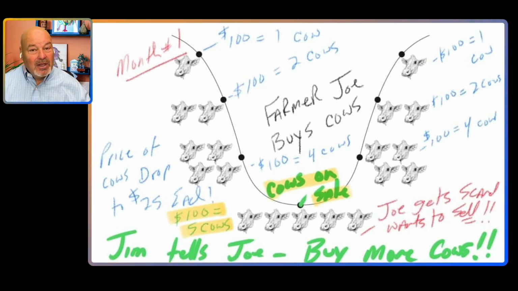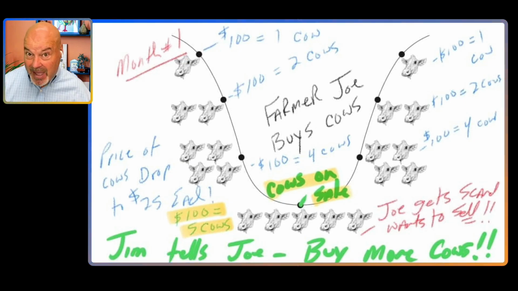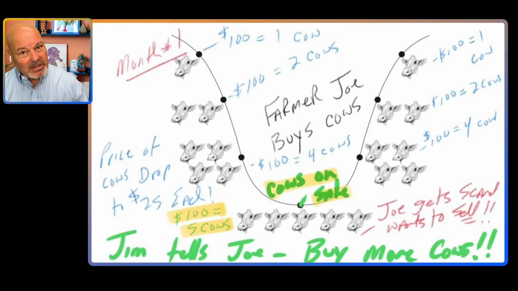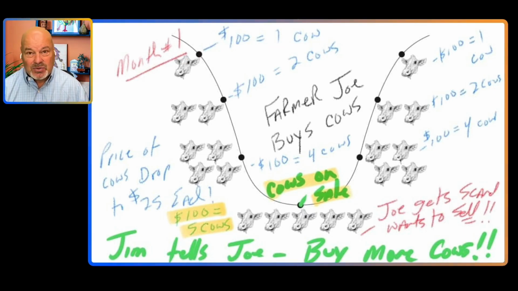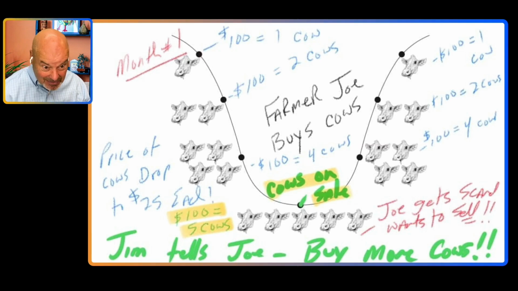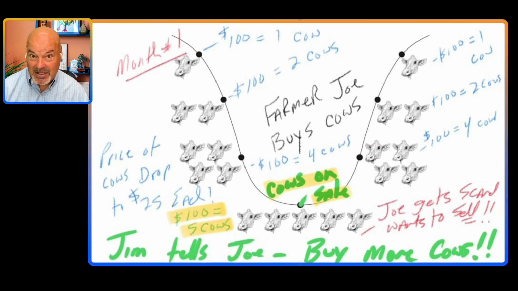You'd have more milk. You'd have more leather. You'd have more cow stuff, right? But you would have spent all of your money, your cow budget, up front at $100 a head. And I don't know how many cows you would have gotten, but you would have paid $100 a head. And today, they're $20 a head.